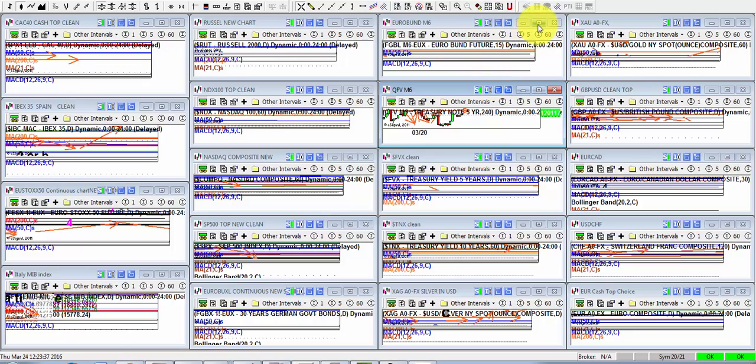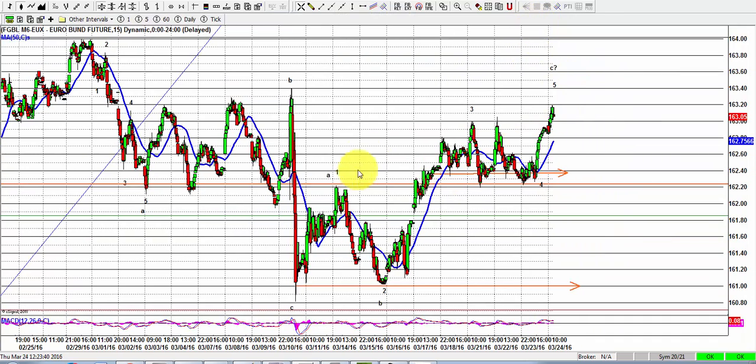bonds. That's the Eurobond. The Eurobond in themselves, they don't give it away. I mean, you see here on the 15 minutes of the June contract of the Eurobond futures, you see a potential for a 1, 2, 3, 4, 5. Okay, this is no mystery. I've discussed it many times. However, it is not absolutely crystal clear. It could actually be twisted into an ABC as well, because the subdivisions here are not terribly clear.